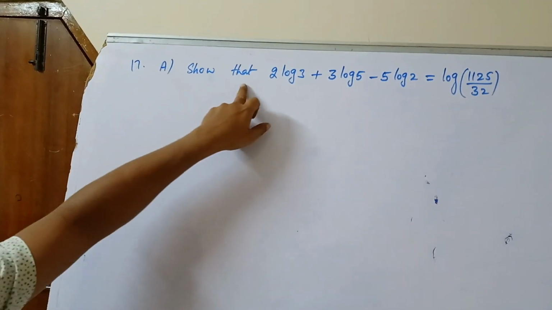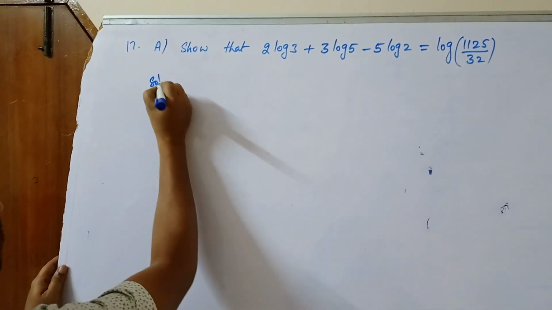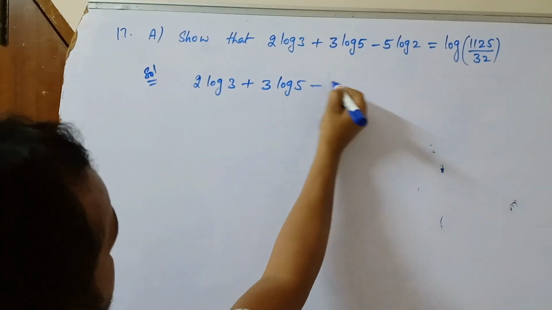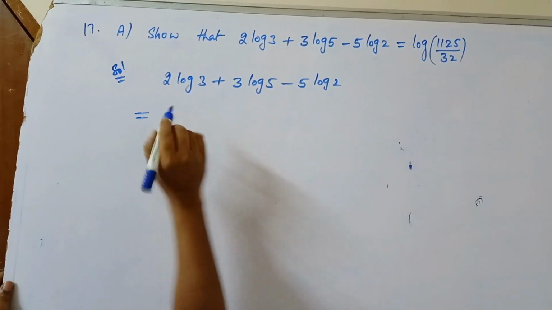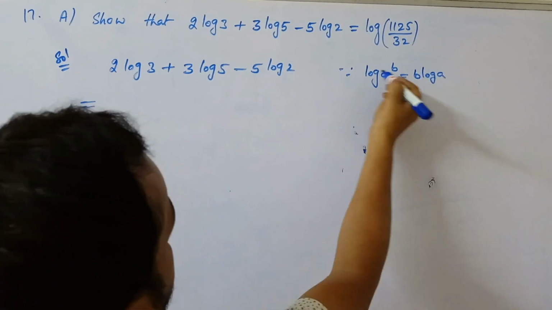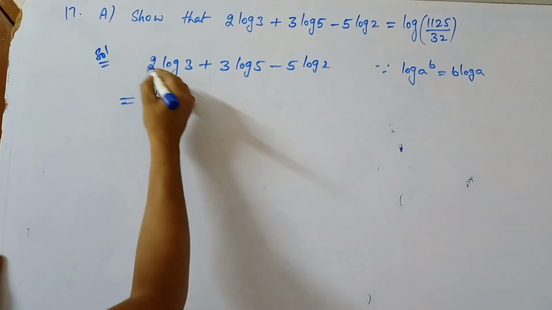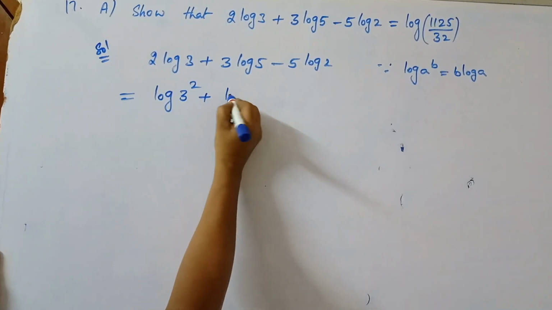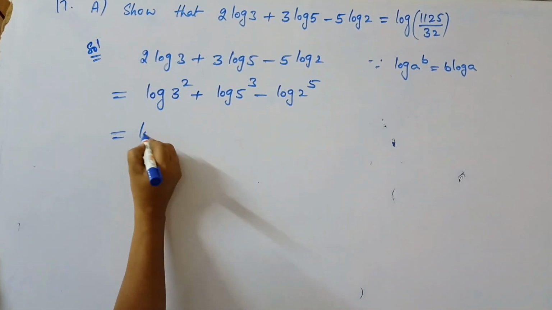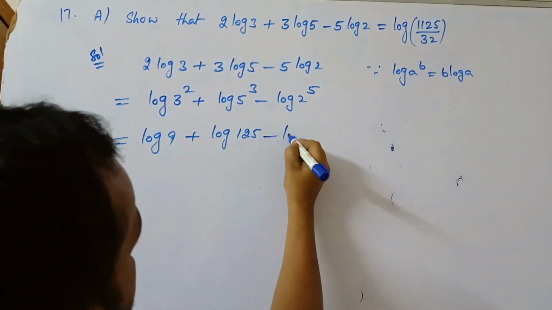Now, 17th question. Show that 2 log 3 plus 3 log 5 minus 5 log 2 equals log of 1125 by 32. First, take the LHS part: 2 log 3 plus 3 log 5 minus 5 log 2. Here we have one formula: b log a equals log of a power b. So log 3 squared, log of 5 cubed, minus log of 2 to the power 5. 3 squared is 9, 5 cubed is 125, 2 to the power 5 is 32.